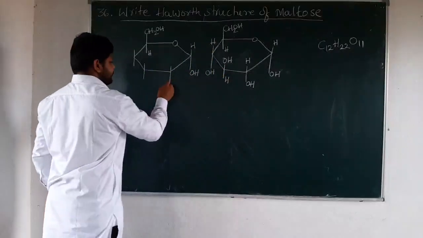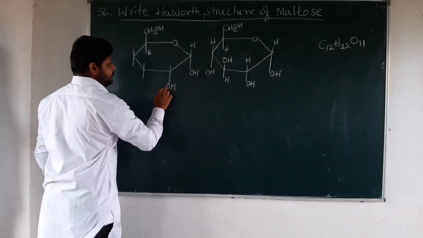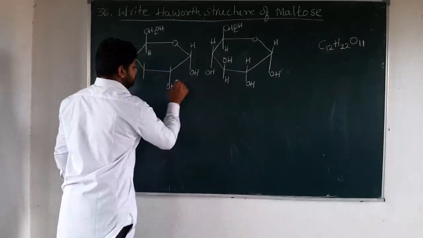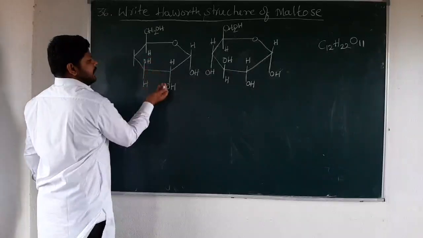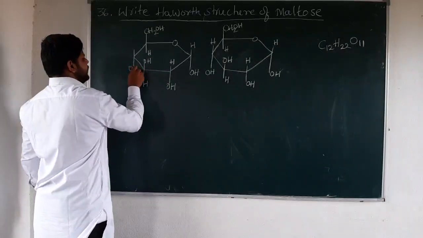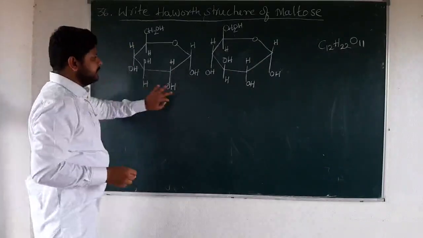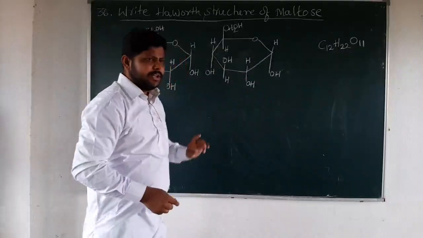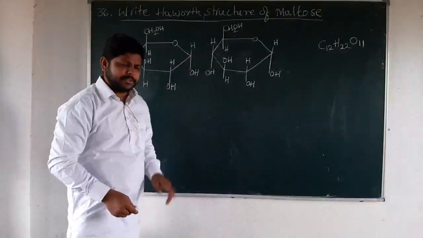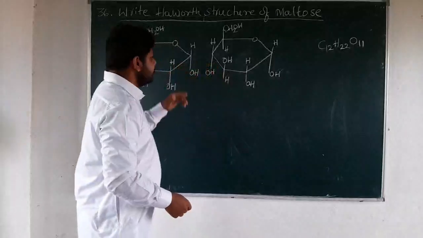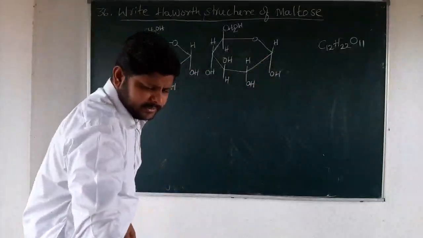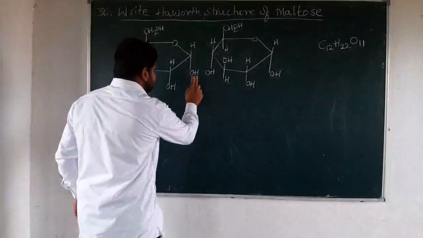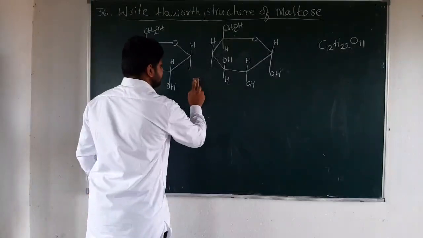Here also, the same: second carbon atom OH. This is also glucose. OH here, H here, reverse H here, OH here, reverse of this OH here and H here. We have written all of these. This is different and this is different. We have to join these two with a glycosidic linkage between C4 and C1. This is C4: 1, 2, 3, 4, and this is C1. Remove OH and H for the glycosidic linkage.